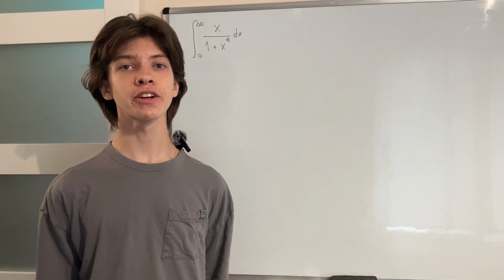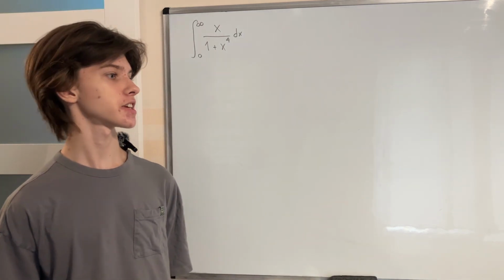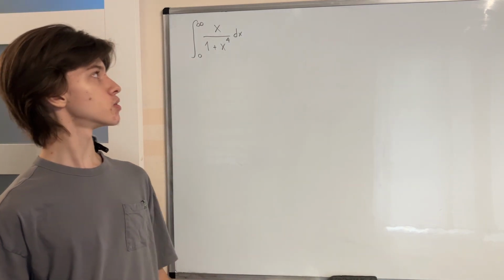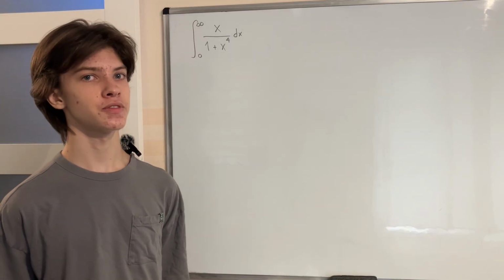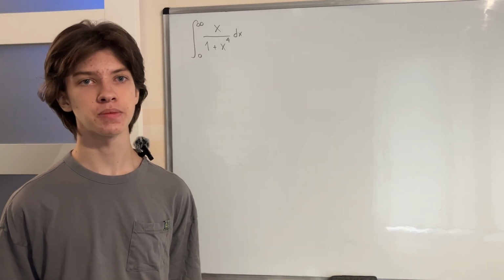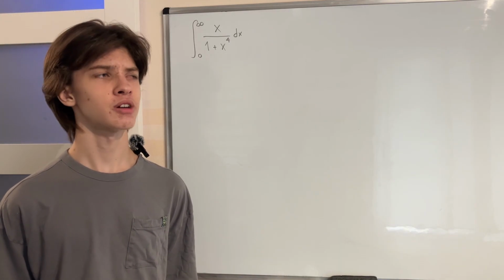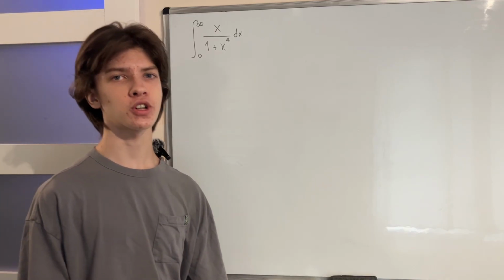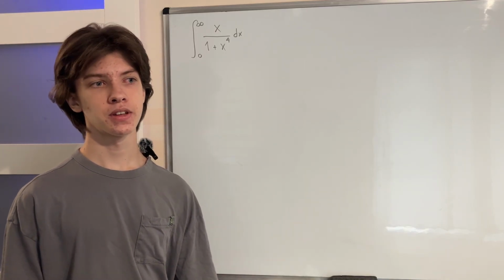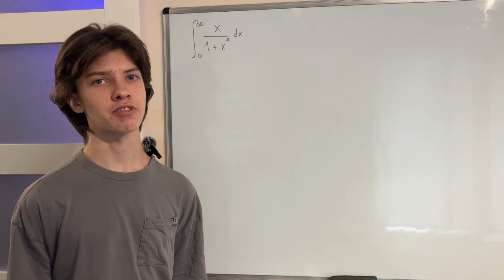Welcome everyone. Today we're going to be evaluating a classic improper integral, the integral of x over 1 plus x to the fourth from 0 to infinity. And you may be surprised, or probably not surprised, that the answer involves our favorite constant, pi. So I don't think I should say too much, let us get right into it.